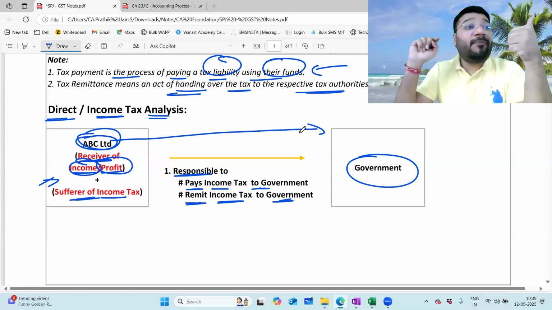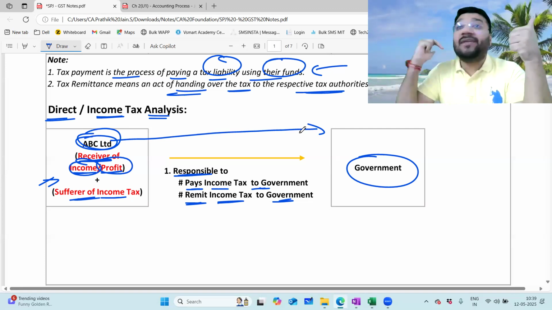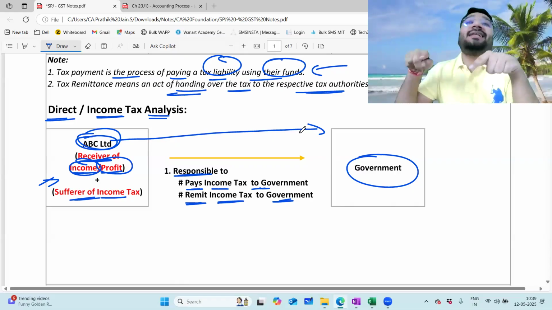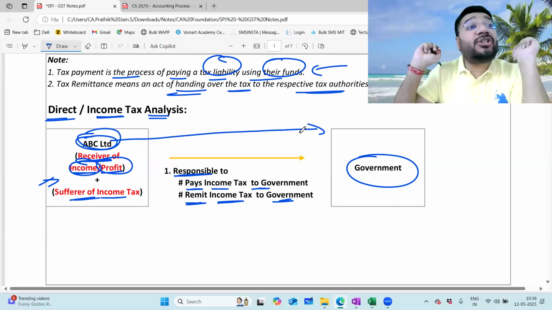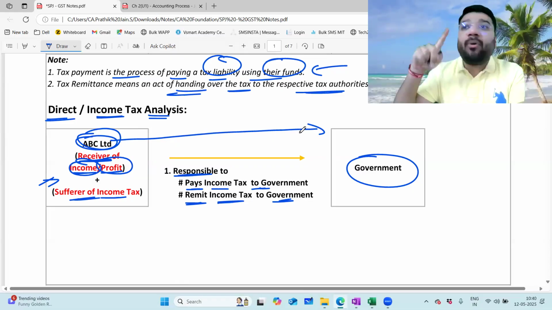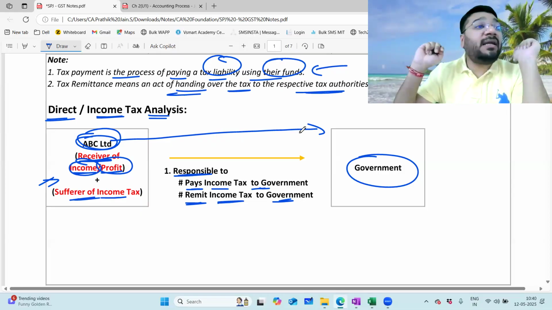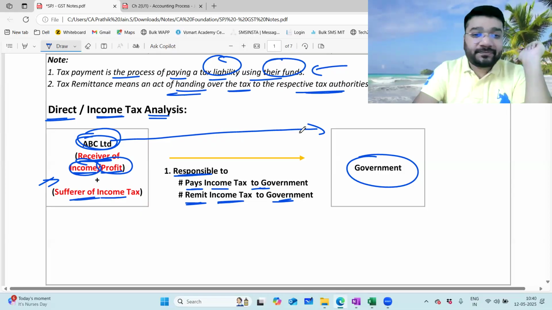Government, throughout the year, I've earned so much income under different sources, and for this is the tax that I'm paying. So all the details will be furnished where? In your income tax returns. About this, you'll study in detail where? In the CA Intermediate level, where you study the income tax subject.